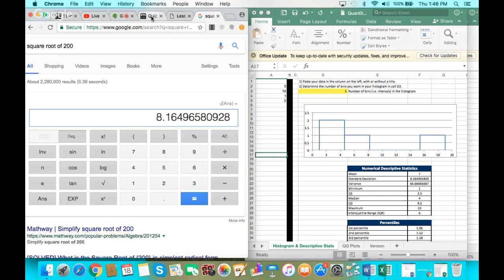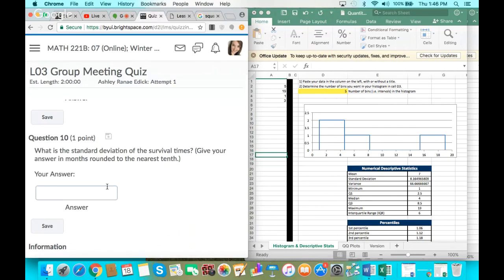Sum it all up. Okay, so 8 point... rounds to the nearest tenth. So 8.2.